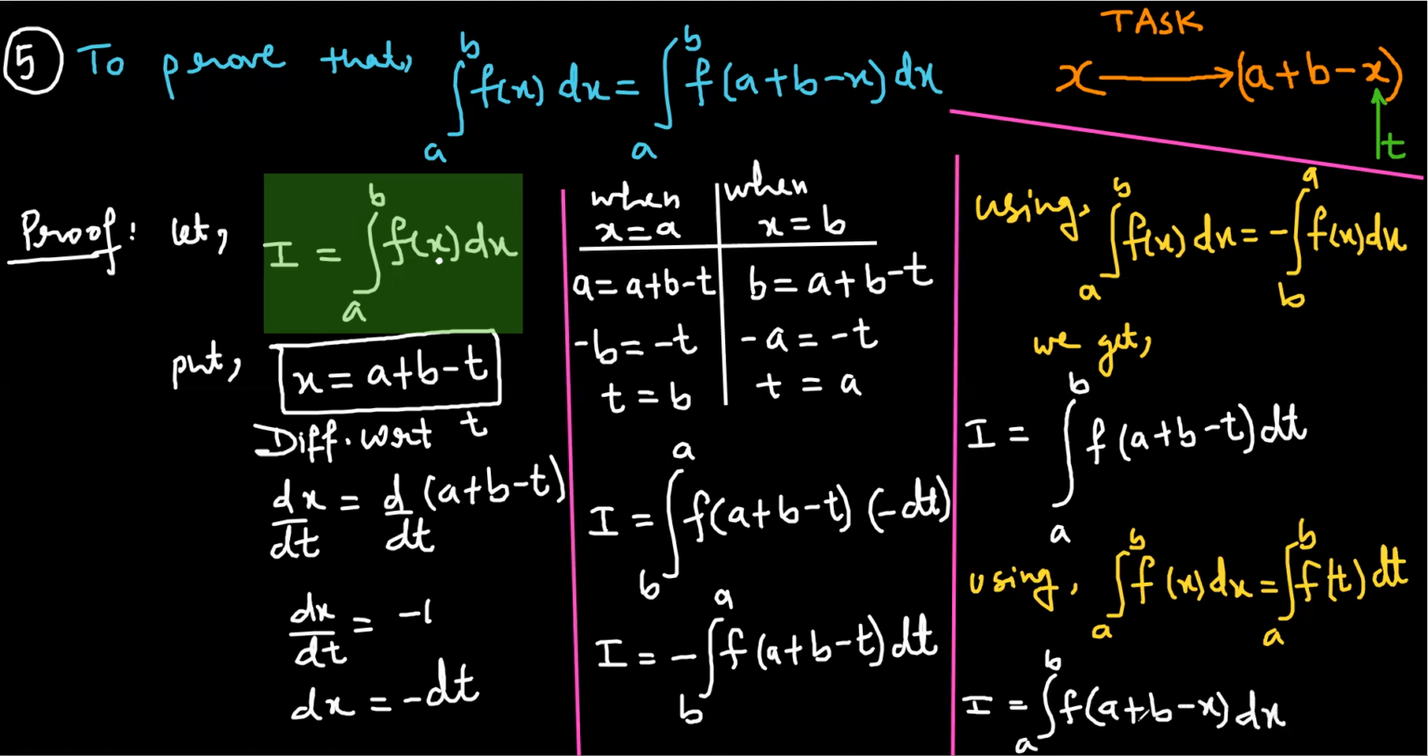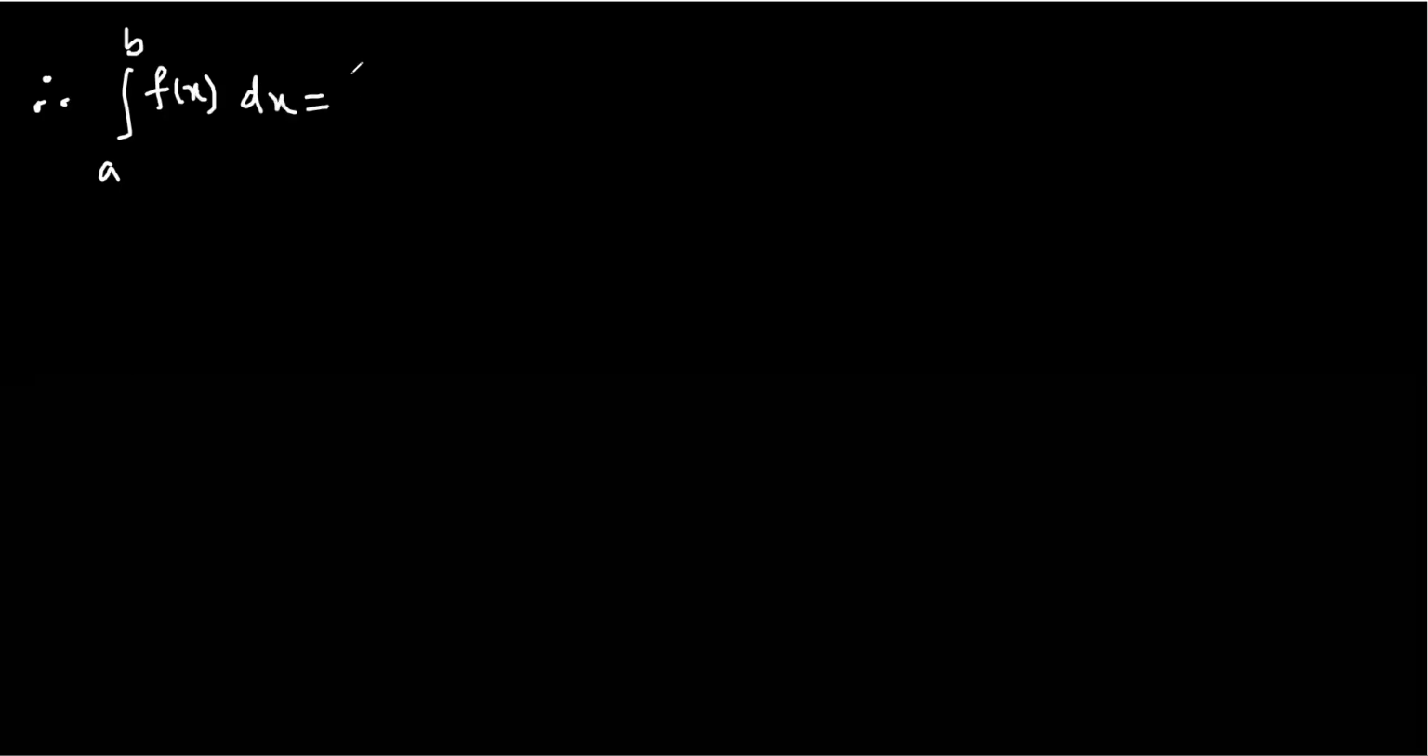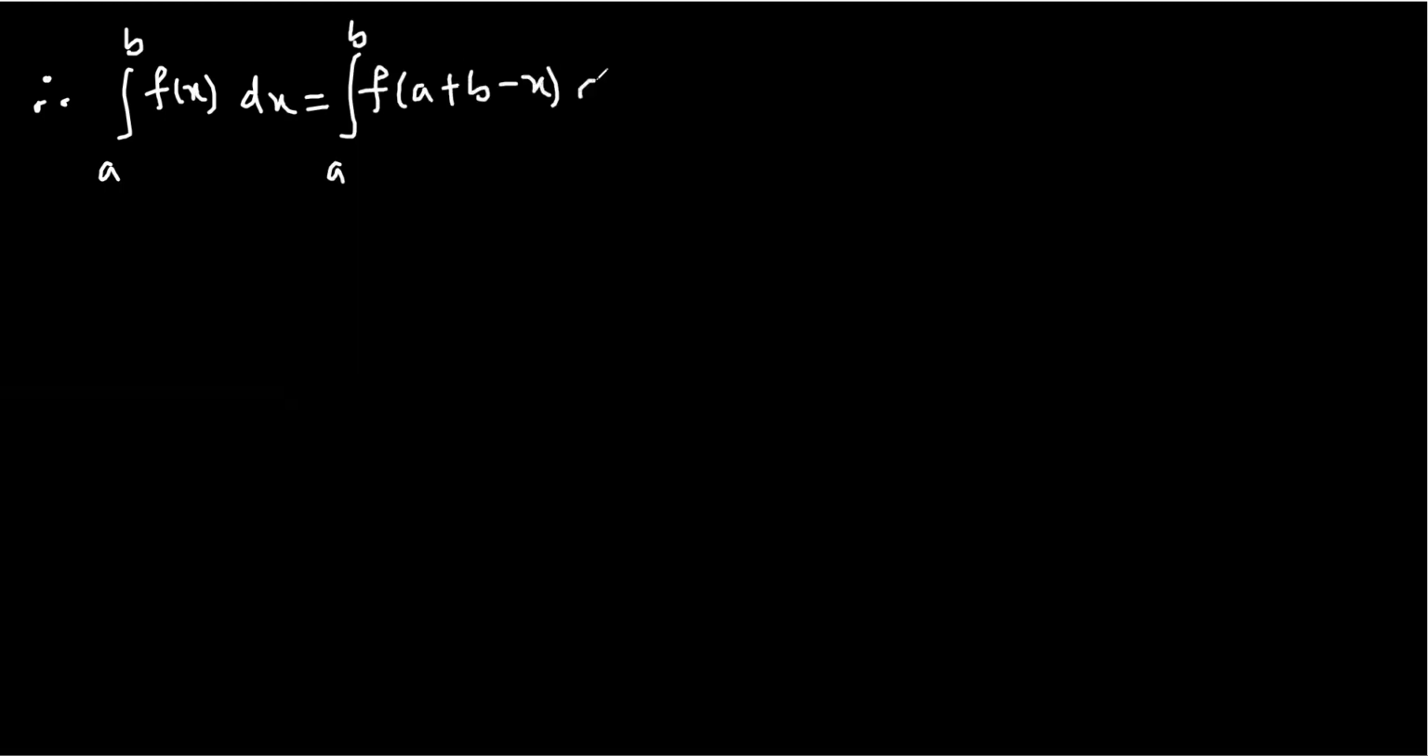And my dear students, it is all over. We have completed the theory. We have proved that a to b f of x dx equals a to b f of a plus b minus x dx. Hence proved.